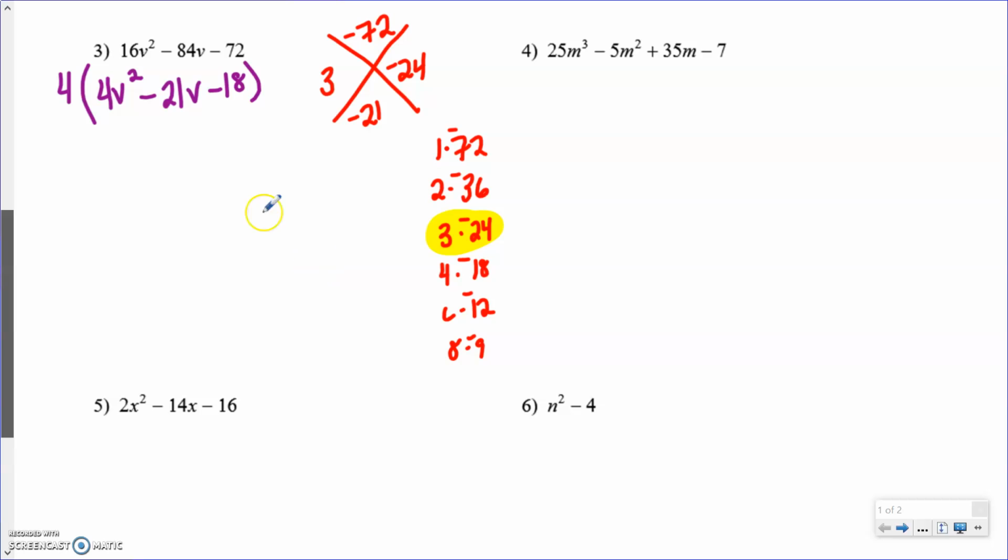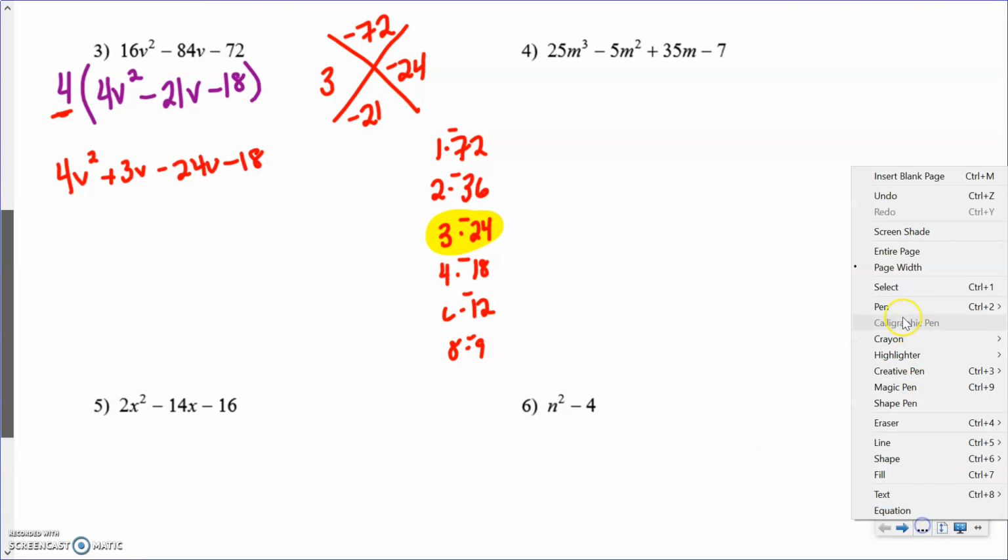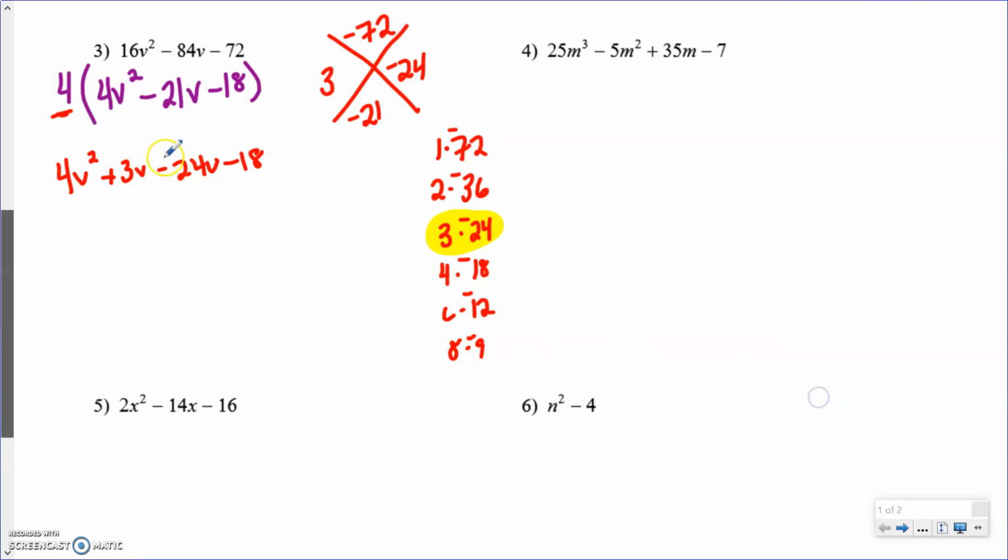You could definitely switch those. I'm going to forget about this 4 for right now, just to make my writing this out a little bit easier. But I have 4v squared plus 3v minus 24v minus 18. I need to make 2 groups here. So I have a group here and a group here. I'm going to squeeze a plus sign in here.